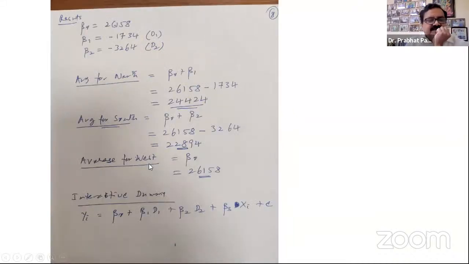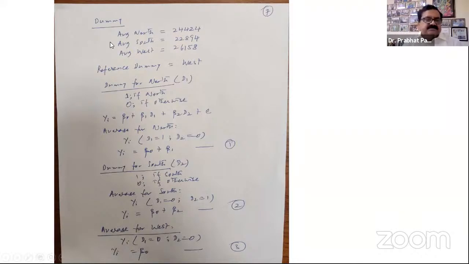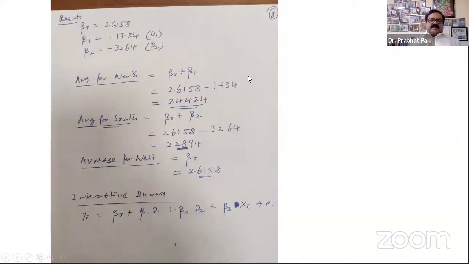So where is the average salary of west? We all know that west is a reference dummy, and we have not created any separate dummy for that because it is the intercept which represents the west, right? So intercept is beta 0, and the value of beta 0 is 26,158. And if you look at the average for the west is 26,158, right? So this is the basis of calling the dummies' betas the differential betas. They are not the absolute betas.